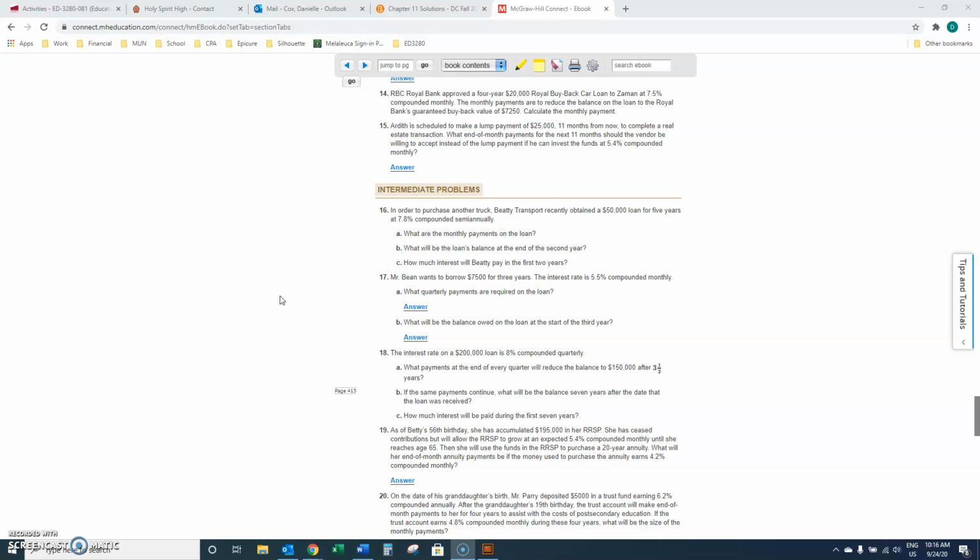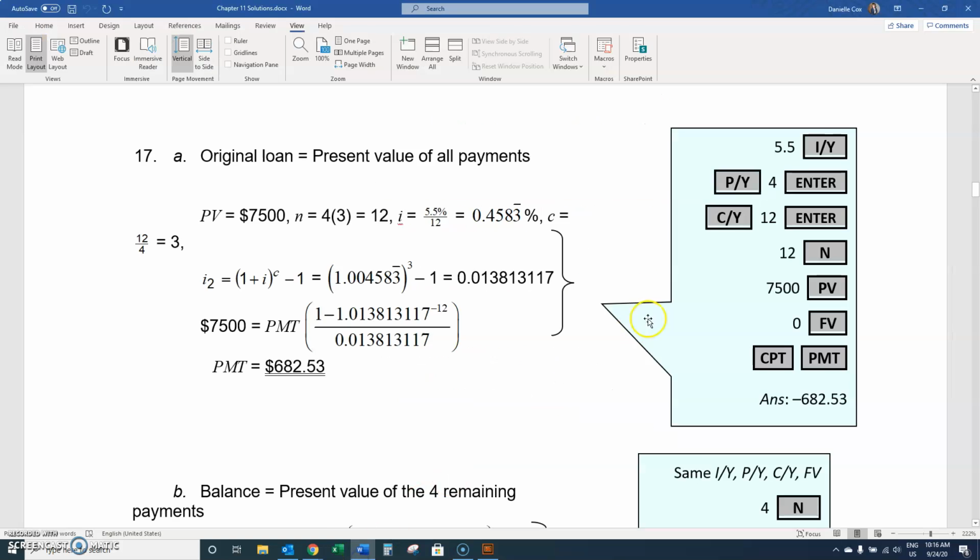What quarterly payments? So P/Y equals 4. And then that 4 is the other piece of information we need to calculate our N. So our N is 3 years times 4 payments per year, so N is going to be 12. So we need to calculate the amount of the payment. So here's all the information that we just got from the question, other than remembering to make our future value equal 0. We compute the payment, and the payment amount is $682.53.